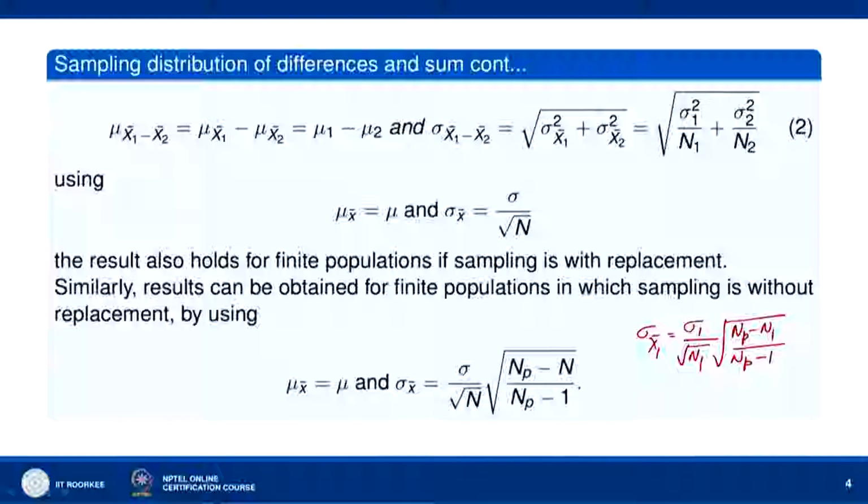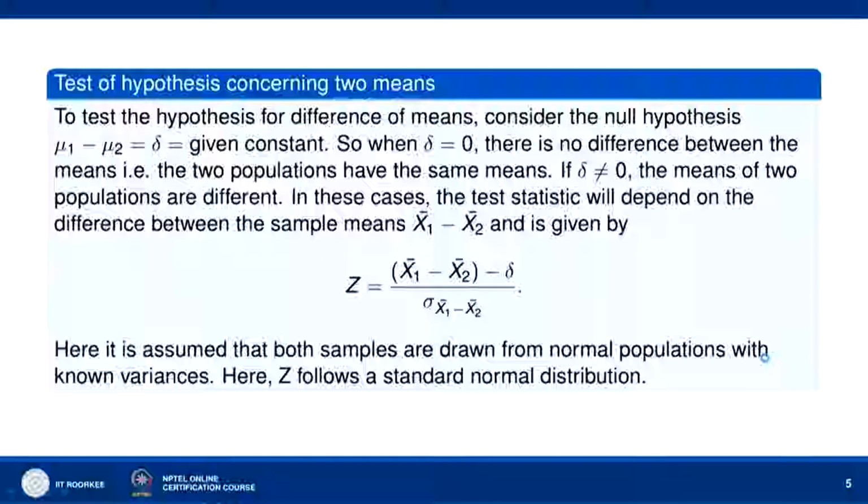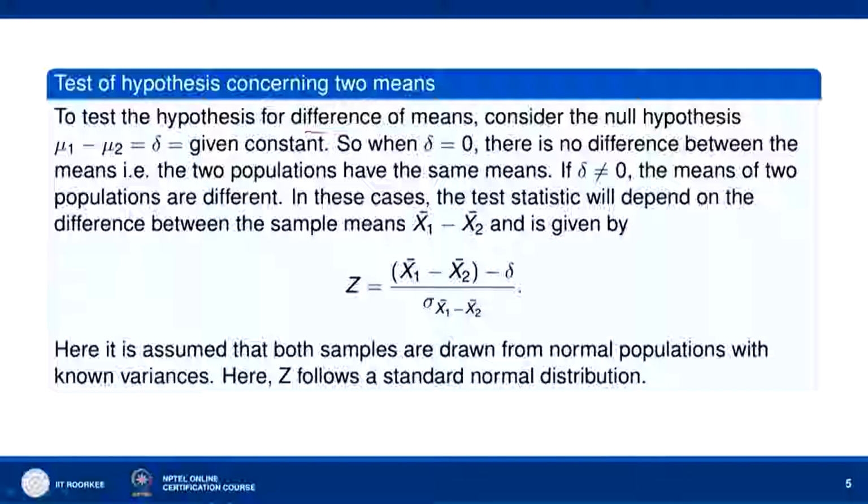Now let us consider testing of hypothesis concerning two means. We have earlier done the case of testing of hypothesis for a single population. Now we will consider testing of hypothesis when there are two populations. So, to test the hypothesis for differences of means, we are considering the test statistic to be the mean of the population. Consider the null hypothesis mu 1 minus mu 2 equal to delta, where delta is some given constant.